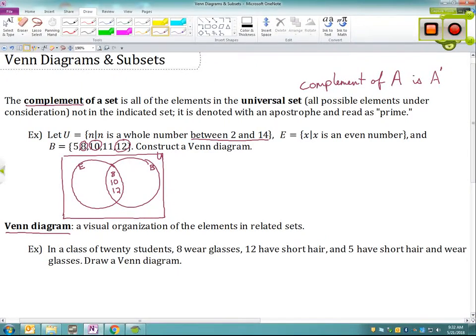Then it doesn't matter if I go to E or B next, but now I can use the original sets, E and B, to fill in the rest of those bubbles. For B, I'm also missing the 5 and the 11, so those are going to go over here in this part of the B bubble. They are in set B, but they are not common to set E, so they go on the outside part of that.